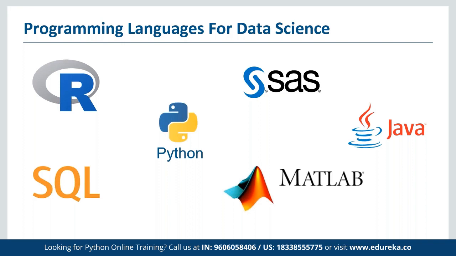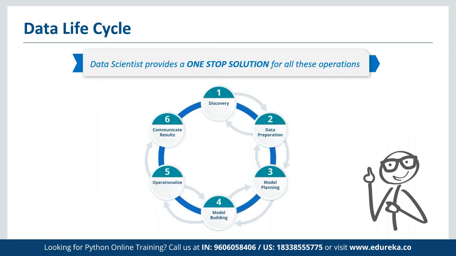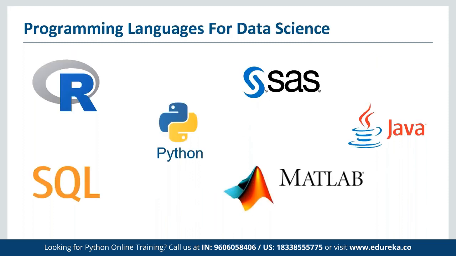If we talk about the programming languages, then we can use R. R is mostly used for statistical analysis. Python is the most widely used and most famous language for data science. Then for SQL, we can use SAS, we can use MATLAB, and we can use the evergreen Java.